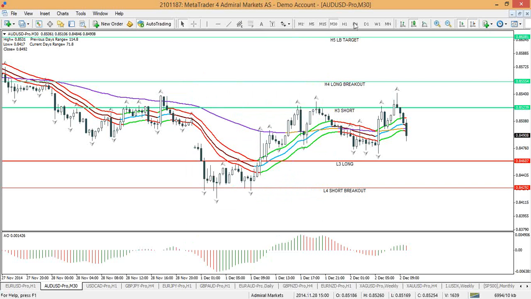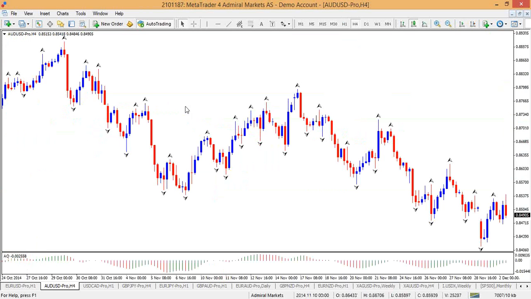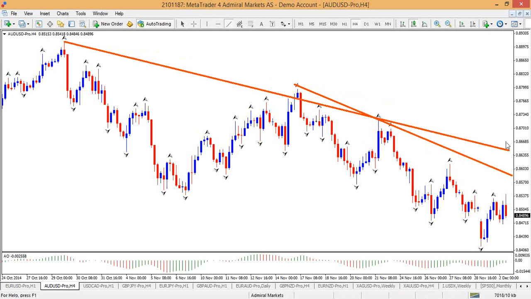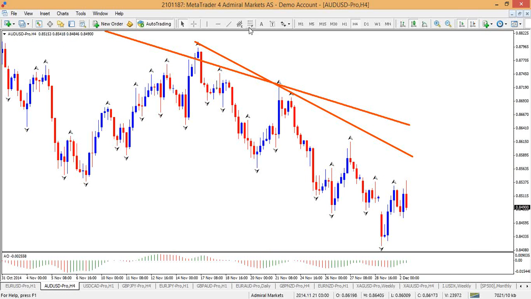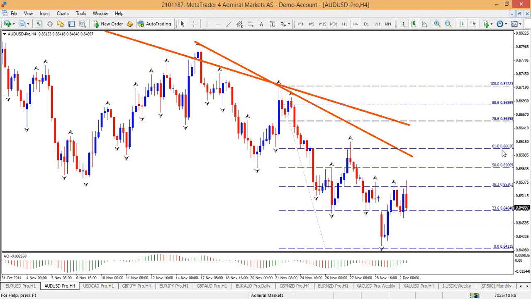Just quickly, let me show you. Besides these pivot points, there is a trend line, this trend line, I think it was, yeah. And also, if one puts a fib from here to here, it's a 61.8 fib.